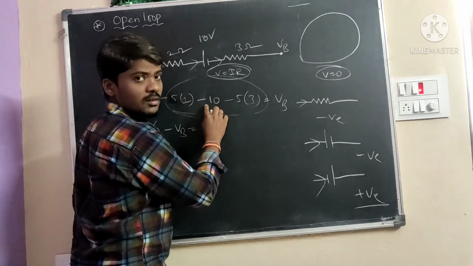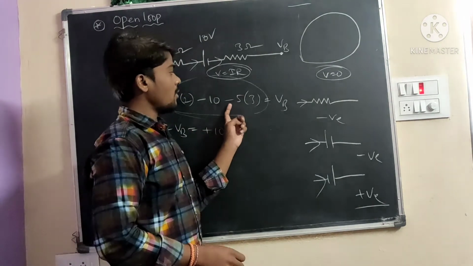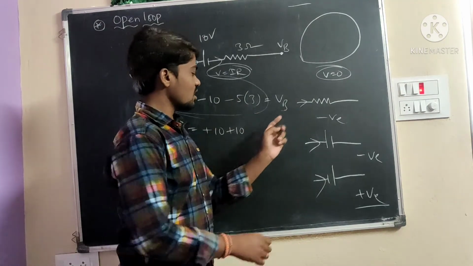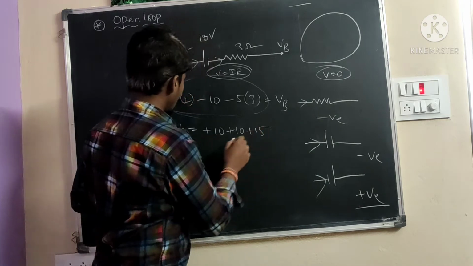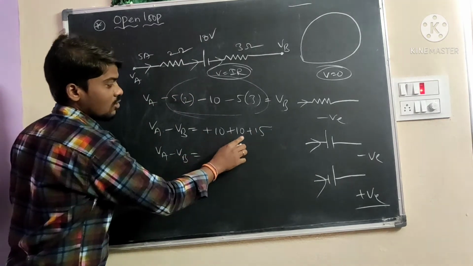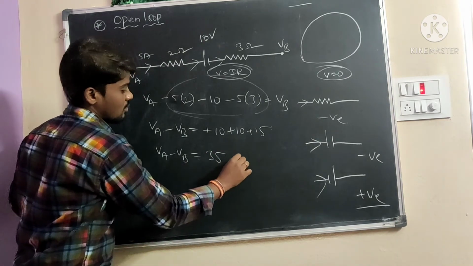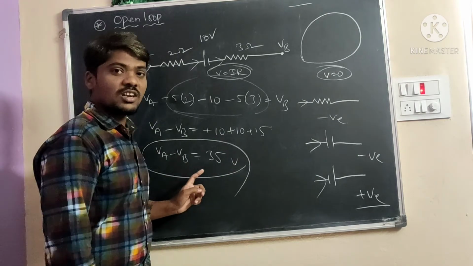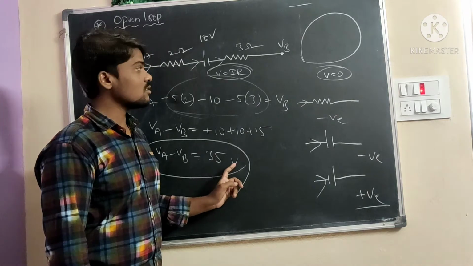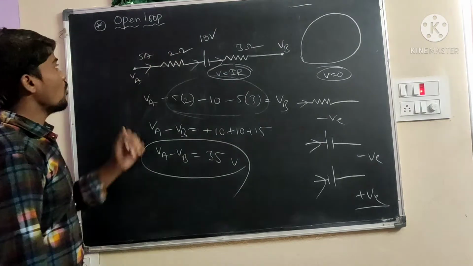Here is the negative 10; the right side will become positive 10. Here is minus 15, 5 into 3; the right side will become positive 15. How much is VA minus VB? The potential difference is 10, 10, 20, plus 15, 35. VA minus VB equals VAB, which is 35 volts. This is an open circuit, the open loop.